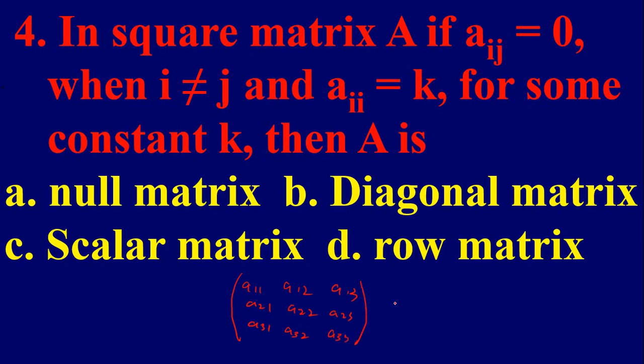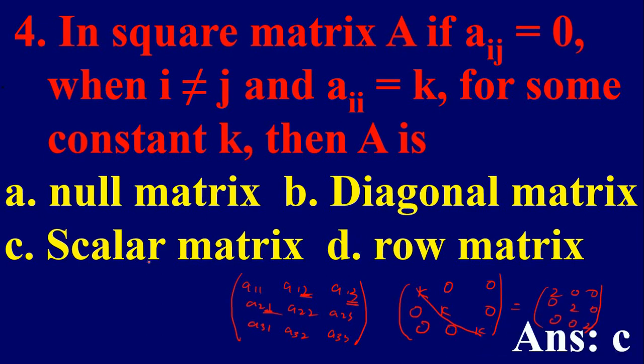With this condition, what is given? Aij is 0 when i is not equal to j. Here i and j are not equal, therefore all these elements are 0. Here also we have to write 0, and here also 0 and 0, 0. The diagonal elements are all k, so the diagonal elements are the same and the other elements are 0. So we can take it as 2, 0, 0, 0, 2, 0 and 0, 0, 2. This type of matrix is a scalar matrix. So the answer is C.